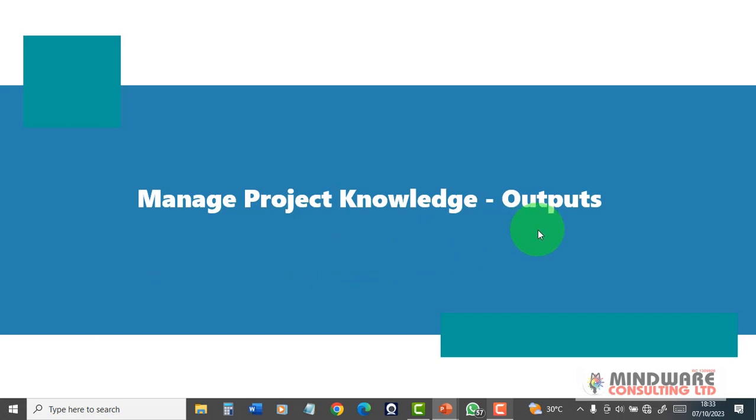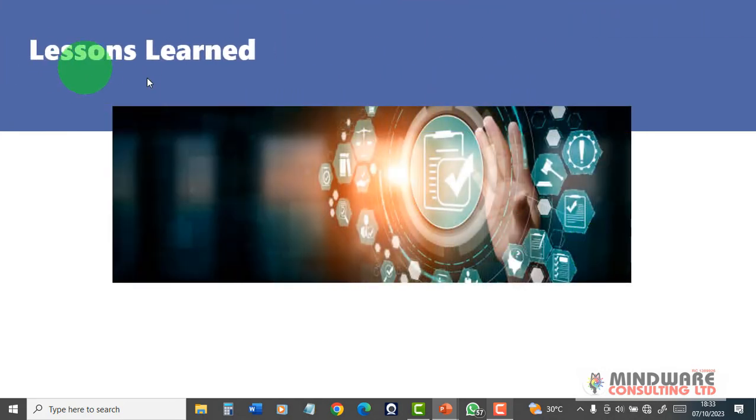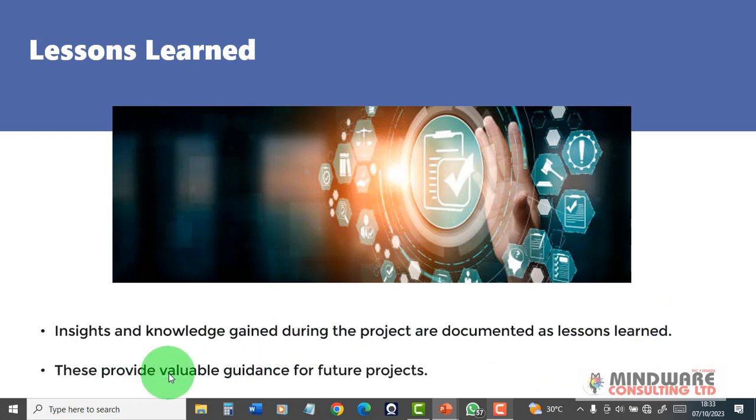Now let's look at the outputs from the manage project knowledge process. Now the first we have here is lessons learned. These are insights and knowledge gained during the project, and which are documented as lessons learned. They provide valuable guidance for future projects. So when we're talking about knowledge management, of course, one of the outputs will be lessons learned from the process.